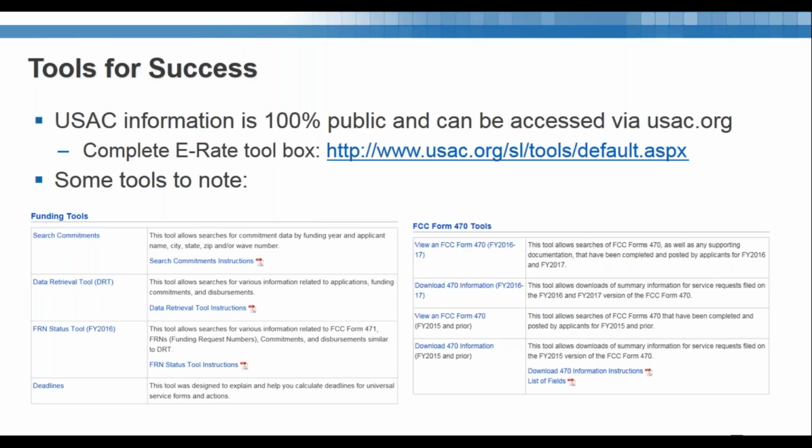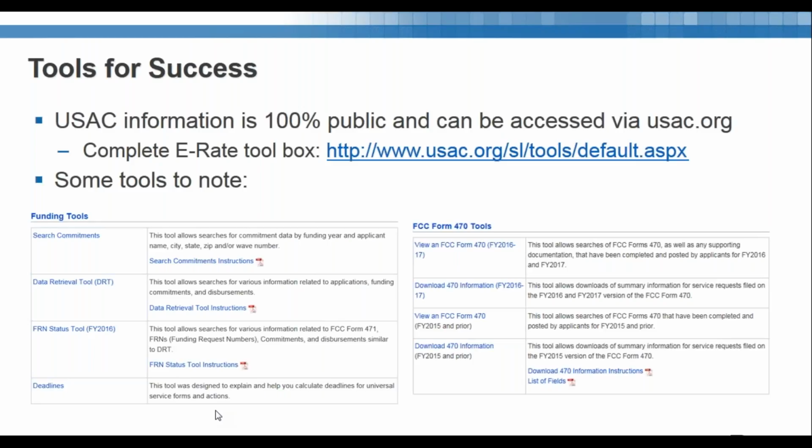And then the other one that I would point you to on this one is the deadlines tool at the bottom, and this will help you calculate the deadlines for all of the forms and steps along the way for each year. Some of them have to be calculated dates based on when a letter was received or when services have started. So this tool will help you figure out exactly how to keep yourself organized through the process.